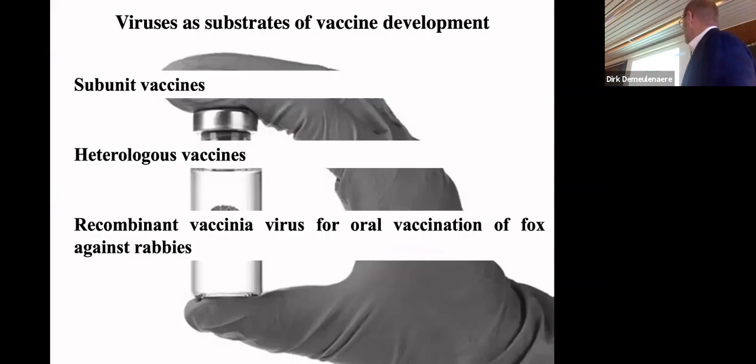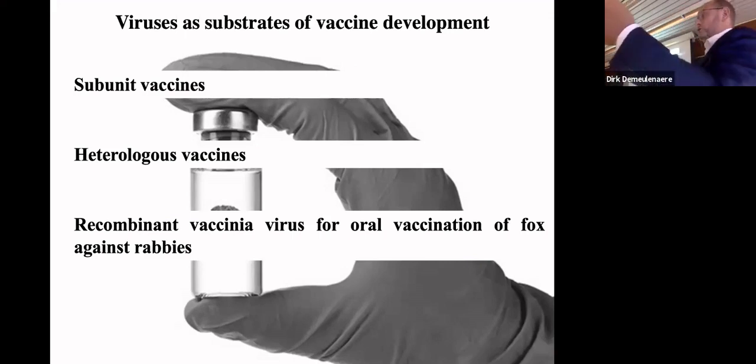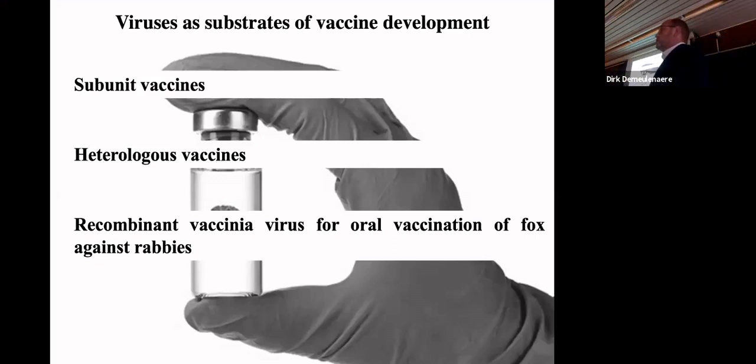So: subunit vaccines, heterologous vaccines, and then recombinant virus. Recombinant vaccine, and the term recombinant in vaccinology is confusing because it can be used in different ways. A virus can be recombinant. Recombinant means that during the process of production, you use recombination to induce a genetic modification. The genetic modification can be the removal of a gene, a deletion, or it can also be used to insert a transgene into a virus.